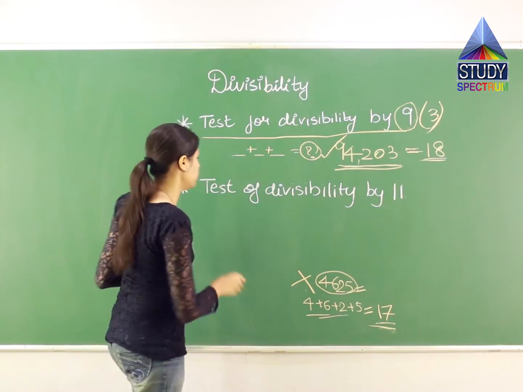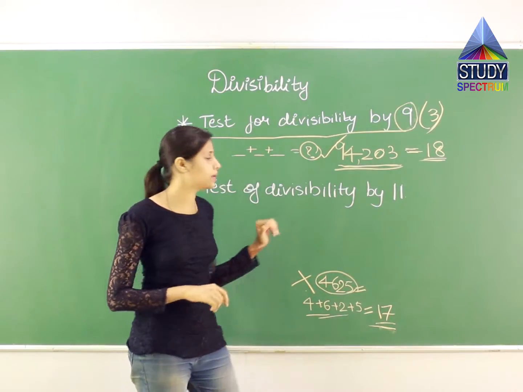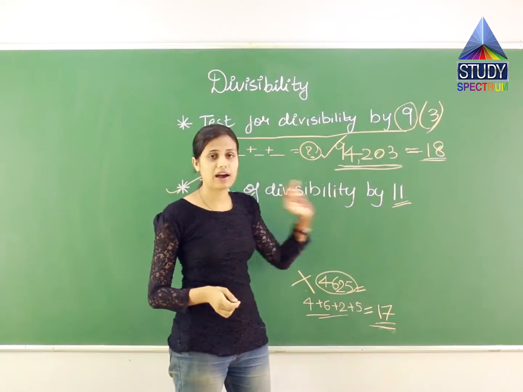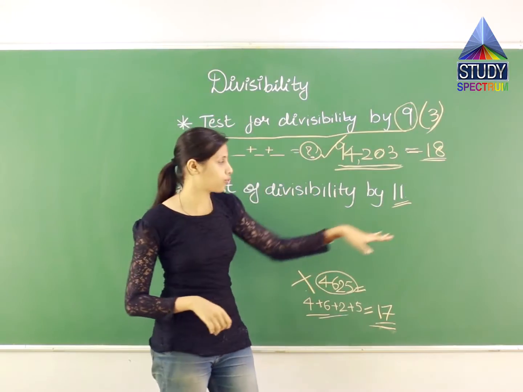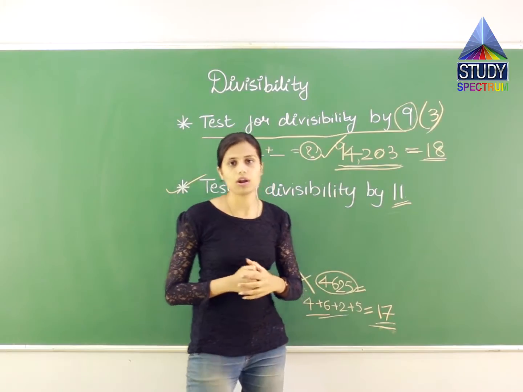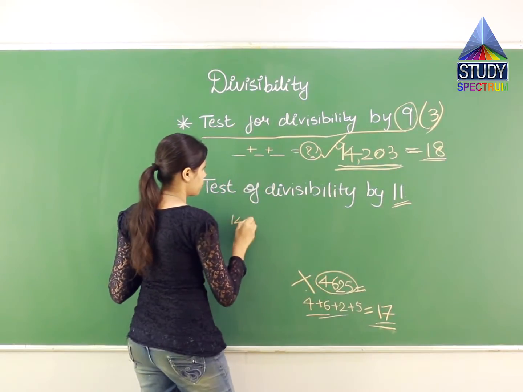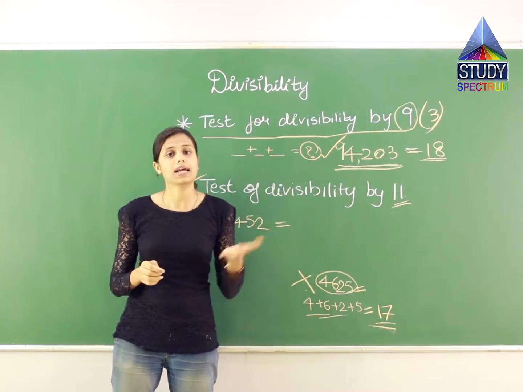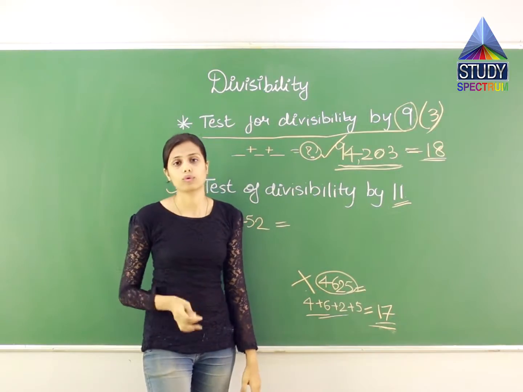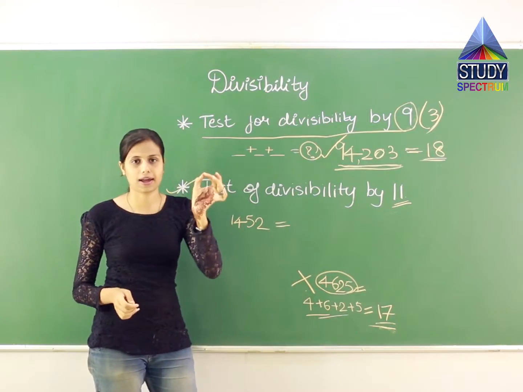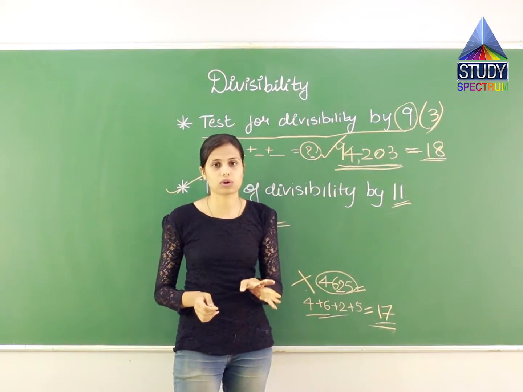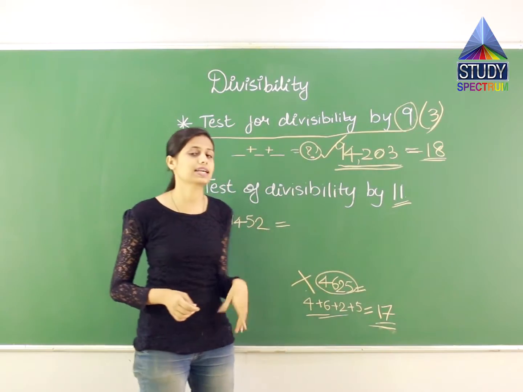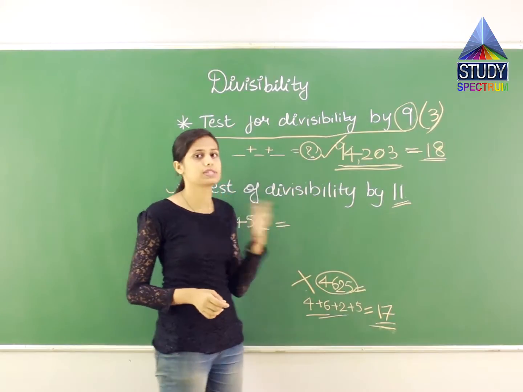Okay. Now we will move on to another test of divisibility, that is the test of divisibility by 11. Simple, right? Like 9, we have some techniques or tricks to find whether the number is divisible by 11 or not. Suppose the number is 1452. You have to check whether this number is divisible by 11 or not. What you have to do is add alternate numbers and find the difference between them. If the difference is 0 or the difference is divisible by 11, then I can say that the whole number is divisible by 11.